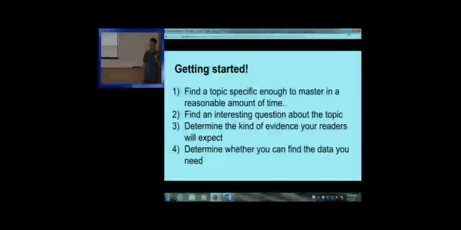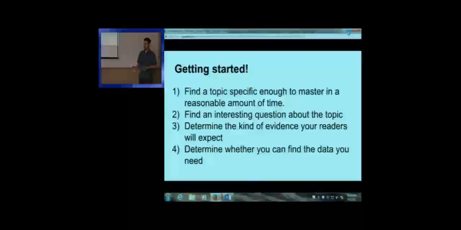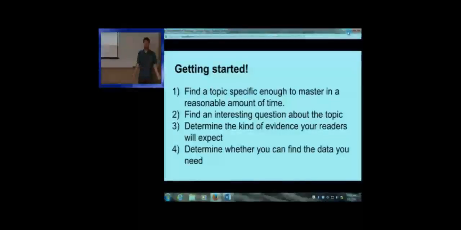So, with all that out of the way, let's talk about how you get started. These are a couple of rules that I've drafted up that have always helped me when I'm writing research papers. Firstly, find a topic specific enough to master in a reasonable amount of time. Maybe you are driven to answer the big questions. But you have to recognize that a big question, like how are women portrayed in popular media, is not something you can reasonably answer in a quarter. It's not something you can answer in your lifetime.